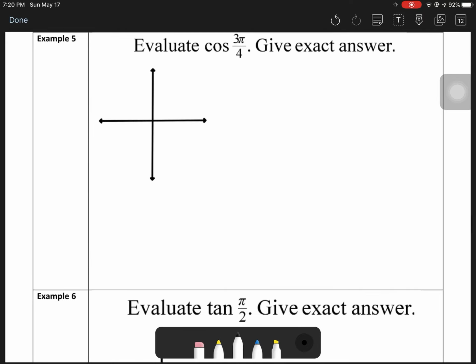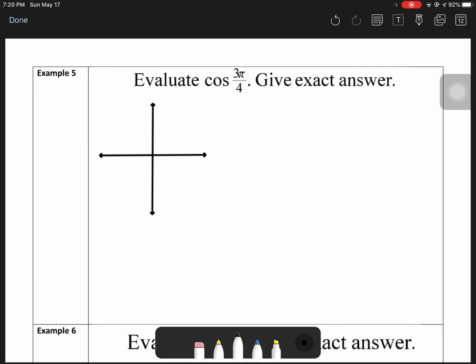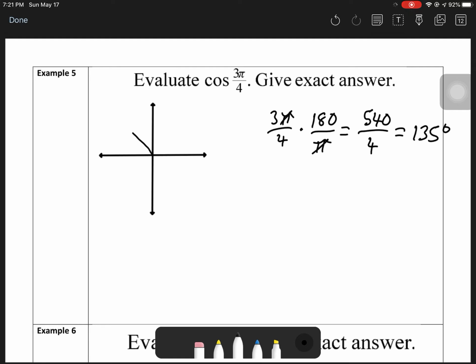All right, evaluate cosine of 3 pi over 4, and then evaluate tangent of pi over 2. So 3 pi over 4. Multiply that by 180 over pi. Always want to convert these back to degrees so we know where they're going to fall. 3 times 180 is going to give us 540. 540 divided by 4 is 135. Check my notes here, make sure I did that right. Okay, 135 is right there.